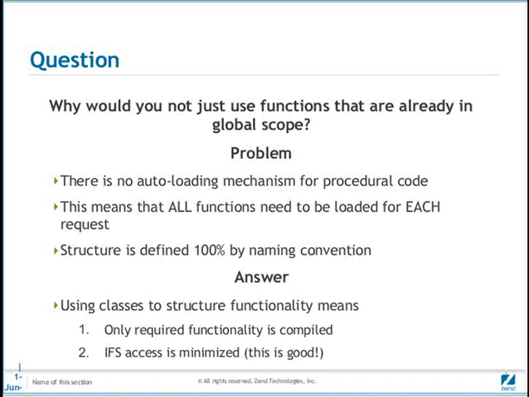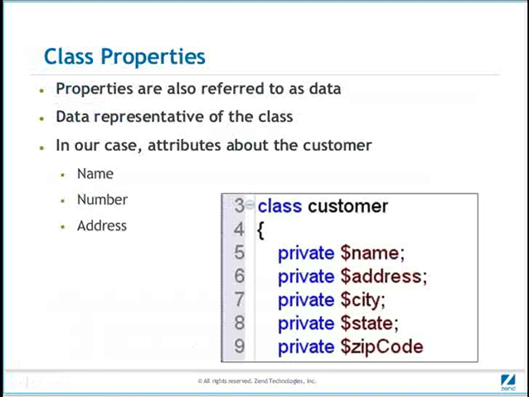Okay. Let's get back into properties. So class properties. Properties are typically referred to as data, right? It's data representative of the class. So in this case here, we're going to pick on customer. We're going to have a class called customer. What are some of the things that make up a customer? Well, name, address, city, state, zip.